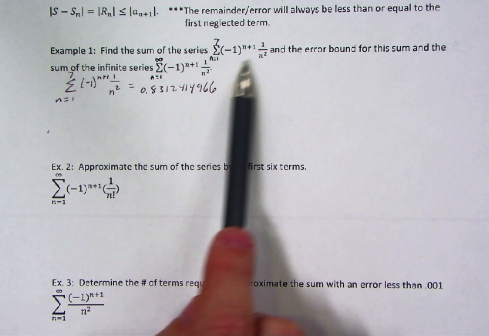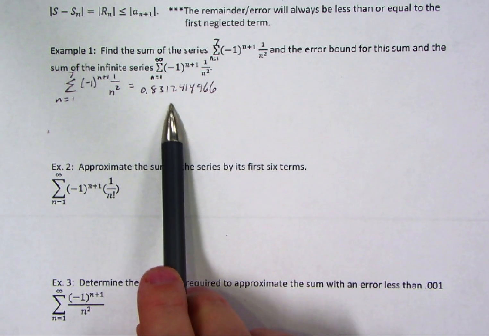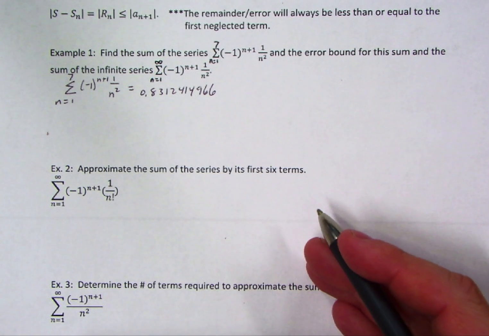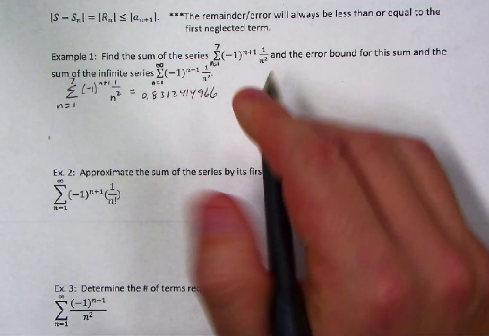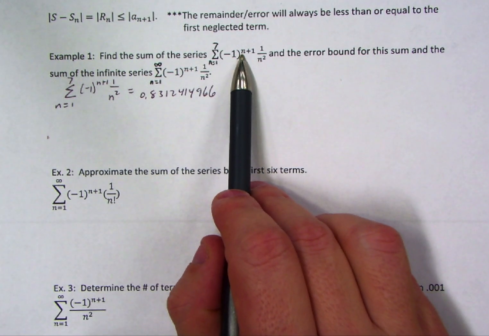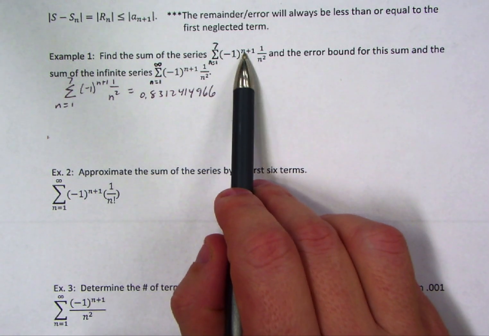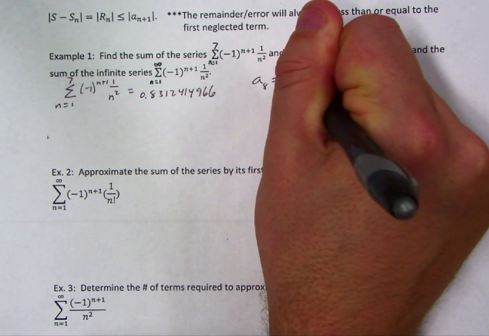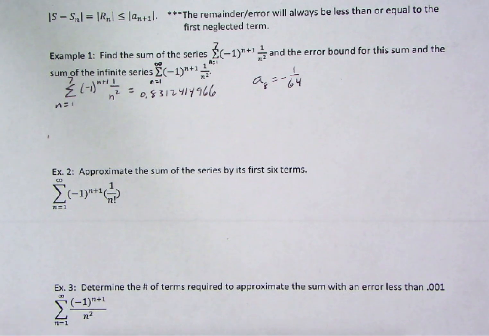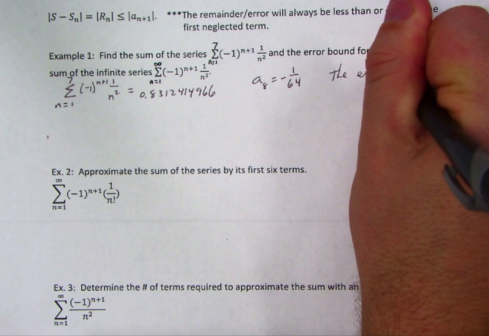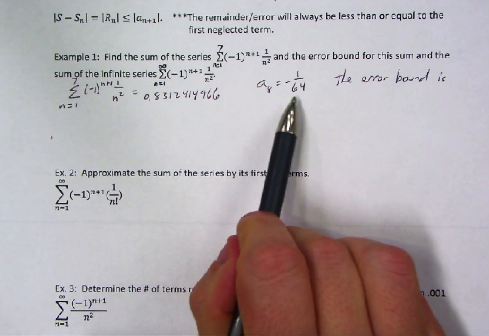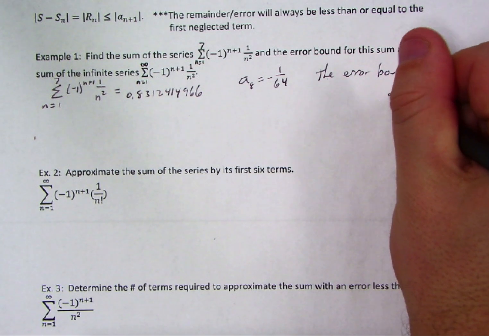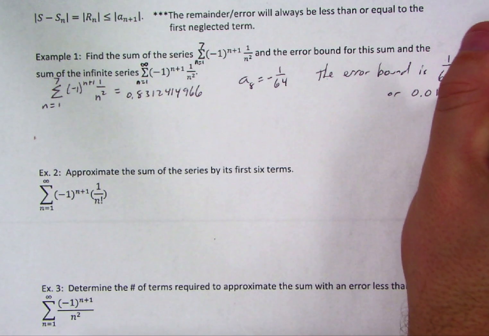So this is the sum of the first 7 terms. Well, what we need to figure out is what would the 8th term be, right? We added up the first 7. What would the next term be? Not the sum of the first 8, just the 8th term. So if I plug 8 in for these n's, this would be negative 1 to the 9th, which is negative 1 over 64. So the 8th term is negative 1 over 64. What that means is the error bound is the absolute value of that, which is 1 over 64, or in decimal form, 0.015625.